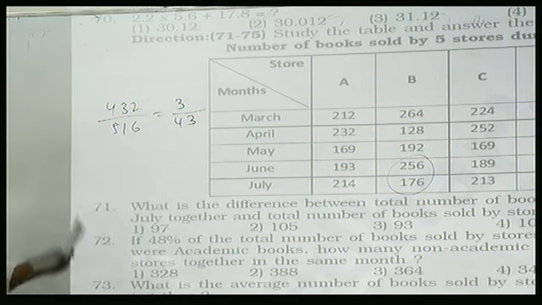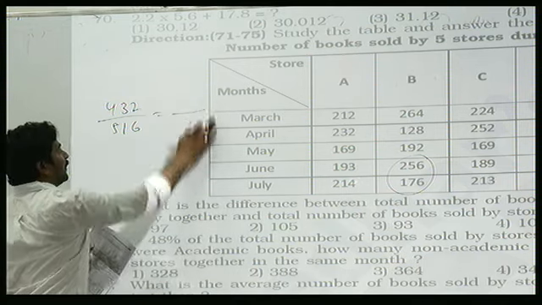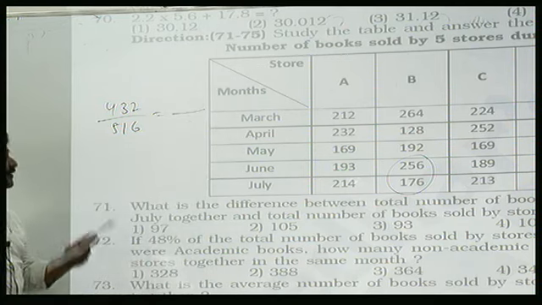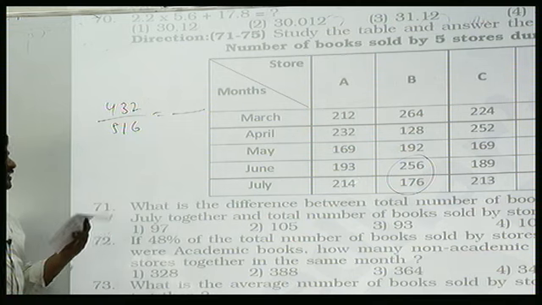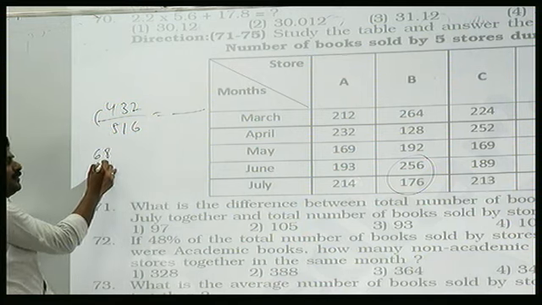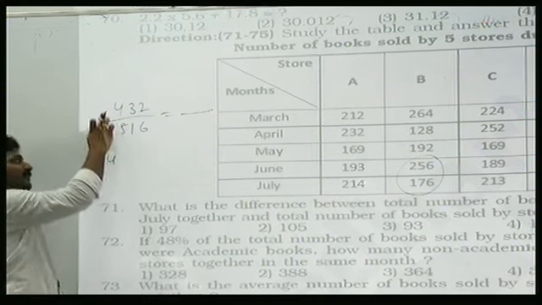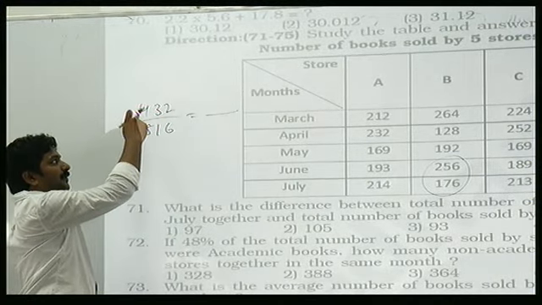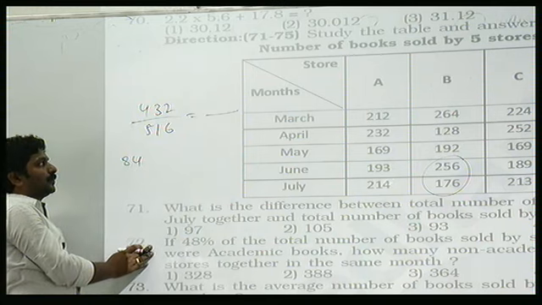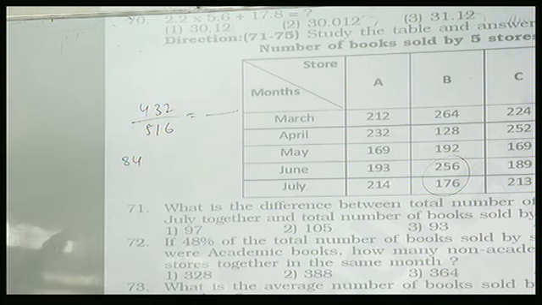70. 7 times. Which question is this? What is difference between numerator and denominator? 68 and then 16. 84. Go for 7. 7 how many times? Which question is this? 74th question.